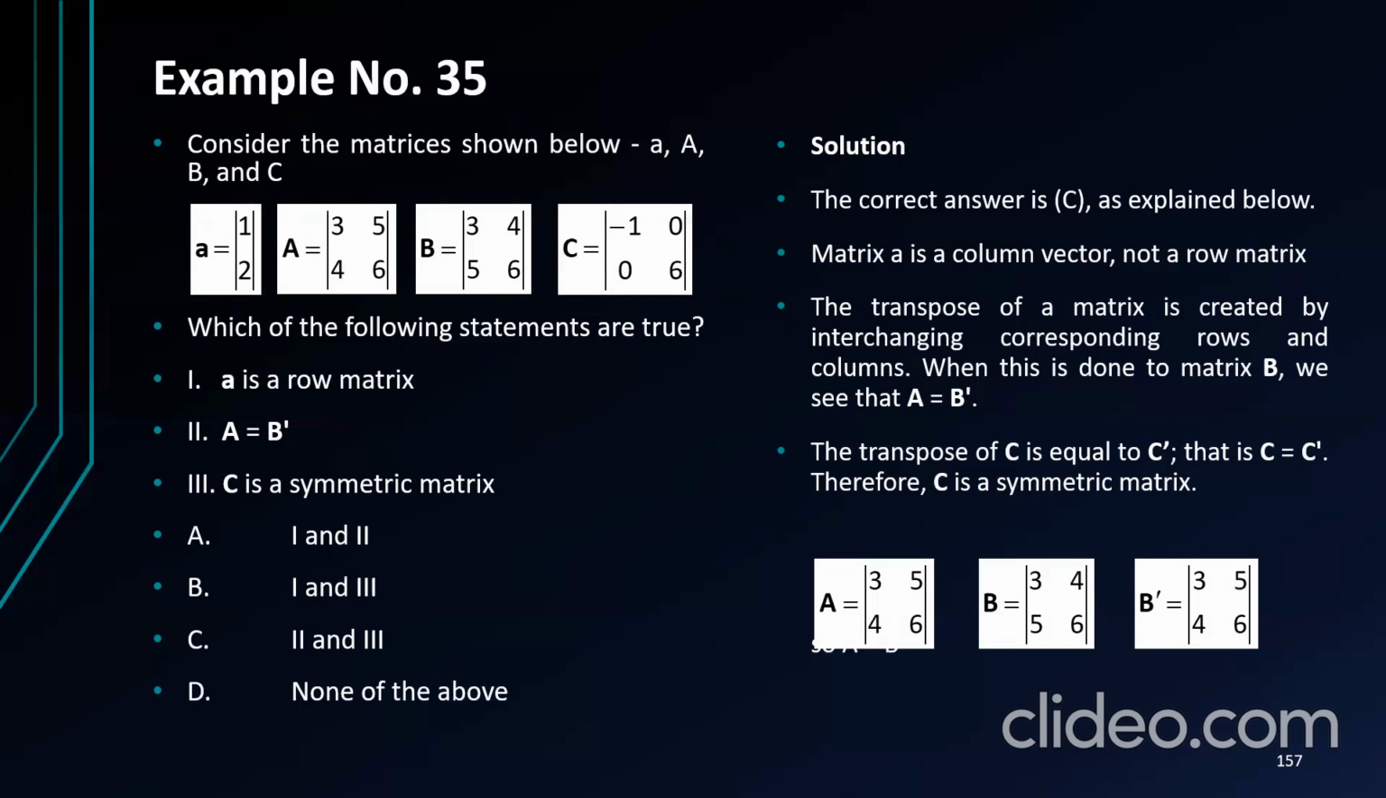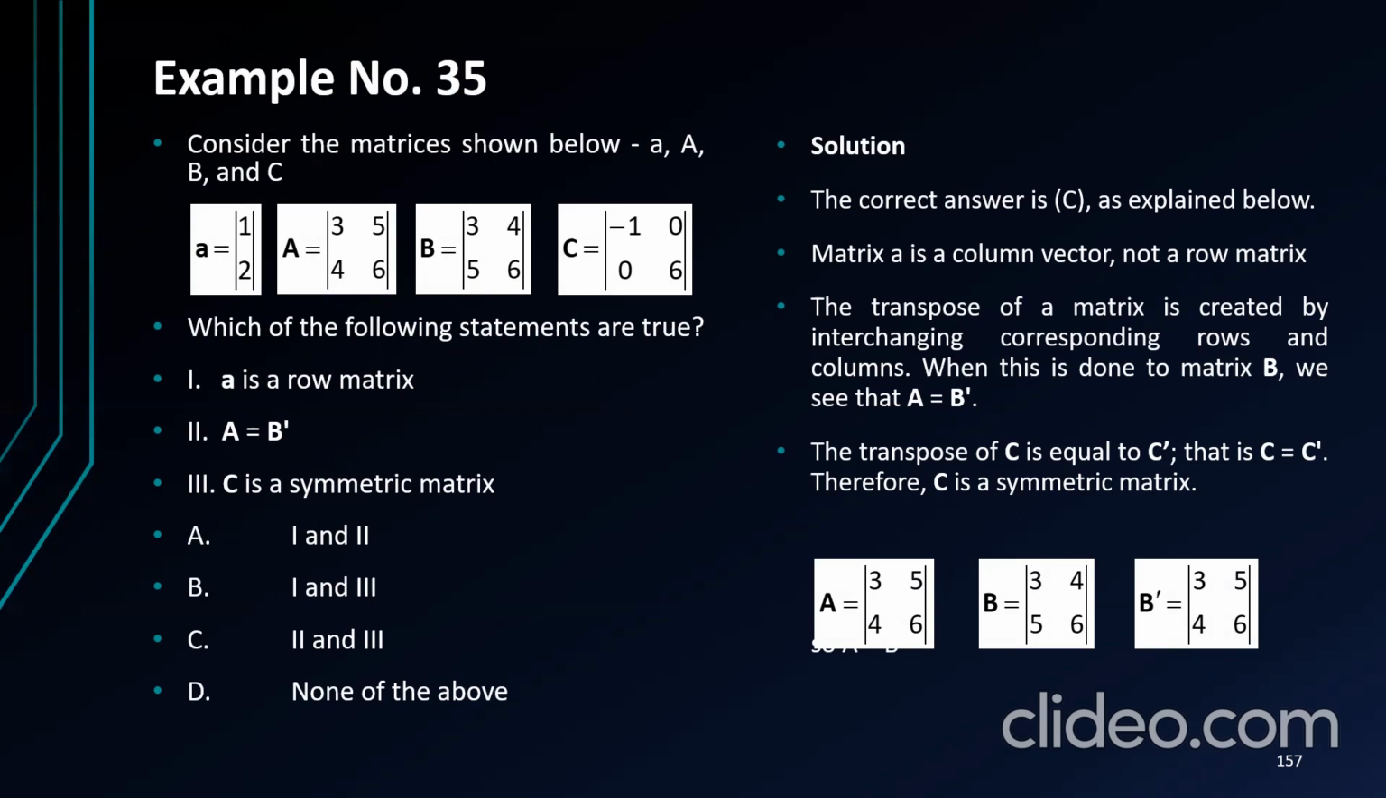3: C is a symmetric matrix. So choice A is 1 and 2. B is 1 and 3. C is 2 and 3. Then the correct answer is C, as explained below. Matrix A is a column matrix, not a row matrix. So choice A is not the answer. The transpose of a matrix is created by interchanging corresponding rows and columns. So when this is done to matrix B, we see that A is equal to B prime.